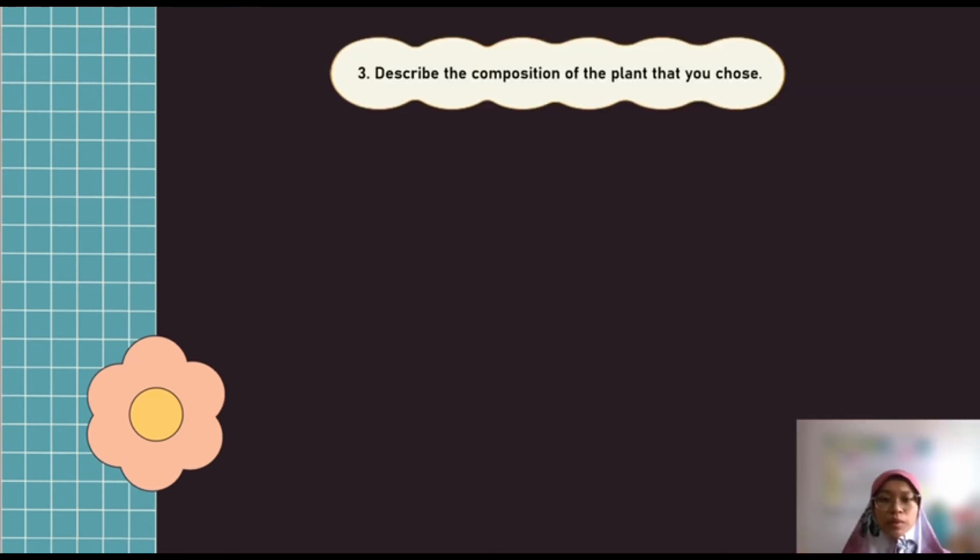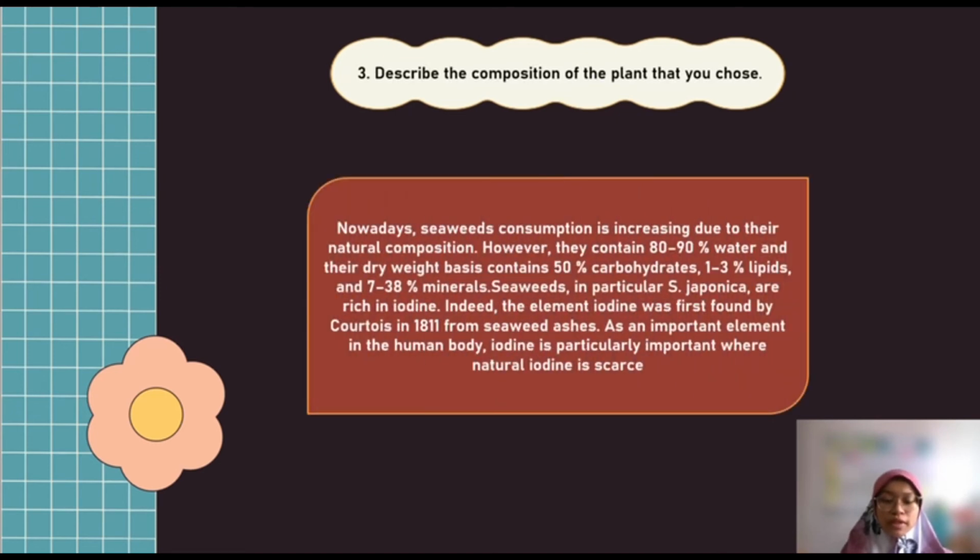Describe the composition of the plant that you choose. Nowadays, seaweed consumption is increasing due to its natural composition. However, they contain 80 to 90% of water, and their dry weight contains 50% carbohydrates, 1 to 3% lipids, and 7 to 38% minerals. Seaweeds, in particular Laminaria japonica, are rich in iodine. Indeed, the element iodine was first found by Courtois in 1811 from seaweed ashes, as an important element in the human body. Iodine is particularly important when natural iodine is scarce.